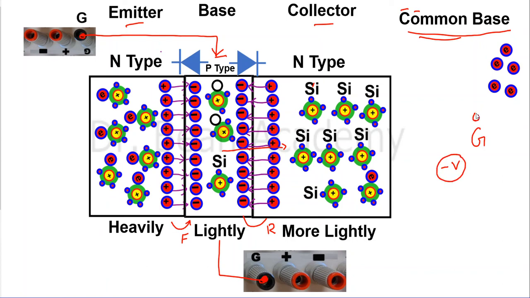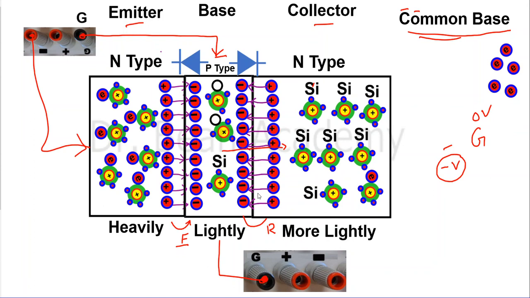Ground is at 0. You can consider it 0 volt potential. Then of course the N-type will serve as a negative. So I will connect this negative terminal with the emitter. So now this junction is in forward bias mode.